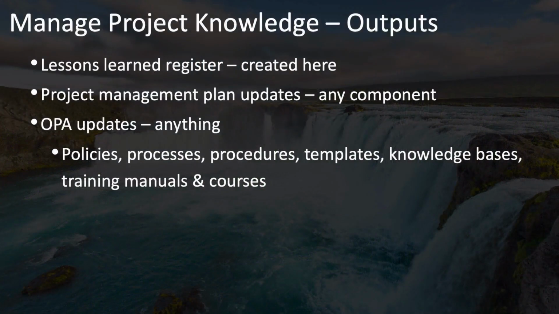The outputs of the Manage Project Knowledge process are primarily the Lessons Learned Register, which is created by this process and then updated and consulted in many different processes. The Manage Project Knowledge process can result in the need for updates to just about any component of your project management plan, as well as just about any of your organizational process assets. Ideally, you'll be able to use information and embed these changes into your policies, procedures, and processes, even your templates, and also knowledge bases and things like training manuals and online courses.